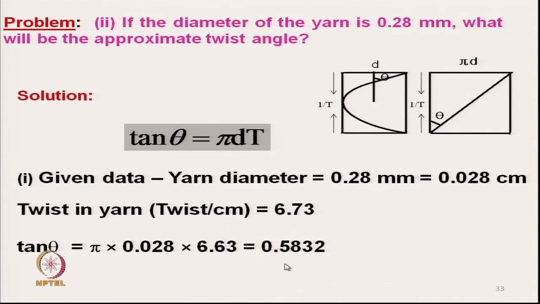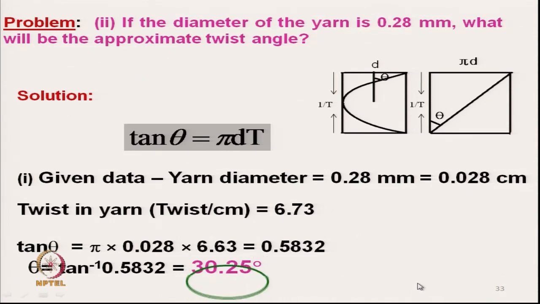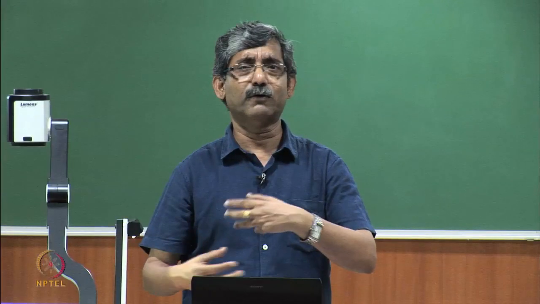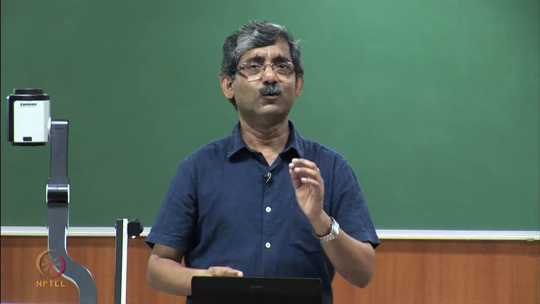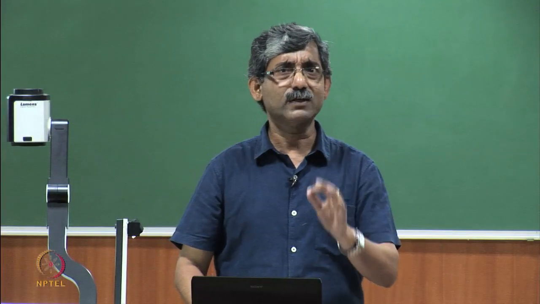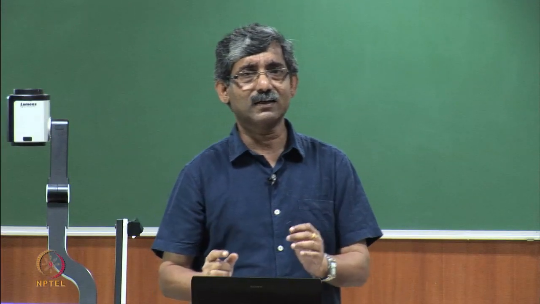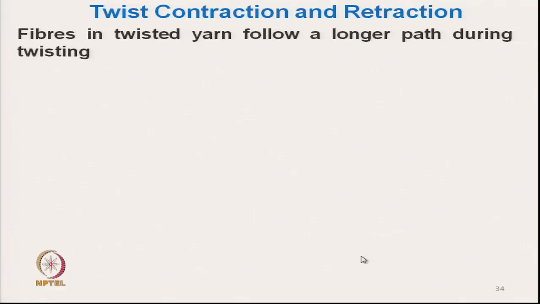So, it is coming out to be 0.5832, and theta is tan inverse 0.5832, it is coming out to be 30.25 degrees. So, that is the twist angle of the yarn. So, in this way we can solve different problems related to twist in the yarn. These are very simple, and if we understand the concept of twist multiplier, we can solve many problems. And this is practically used in industry.